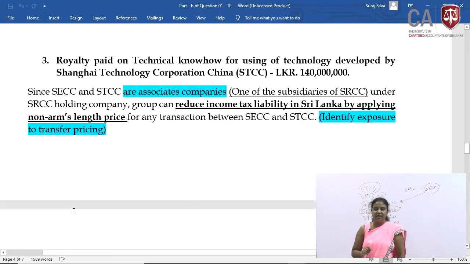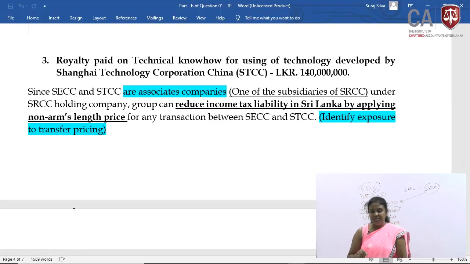Royalty paid on technical know-how for using of technology developed by Shanghai Technology Corporation China, STCC China. For the royalty, there is an amount of the royalty which we have taken under double taxation treaty. We will see that. Since SCCC and STCC are again, what is this? They are associated companies, one of the subsidiaries of SRCC. And SRCC holding company group can reduce income tax liability in Sri Lanka by applying what?